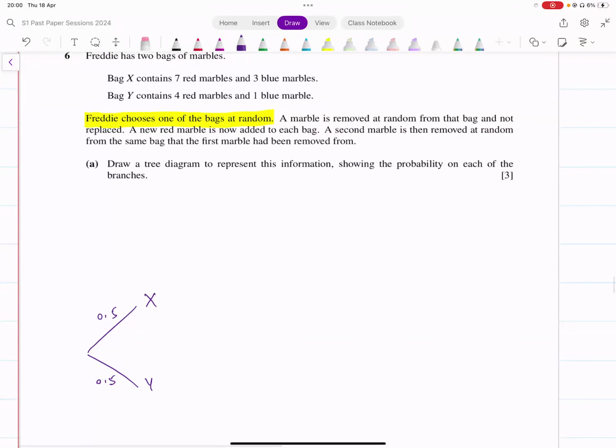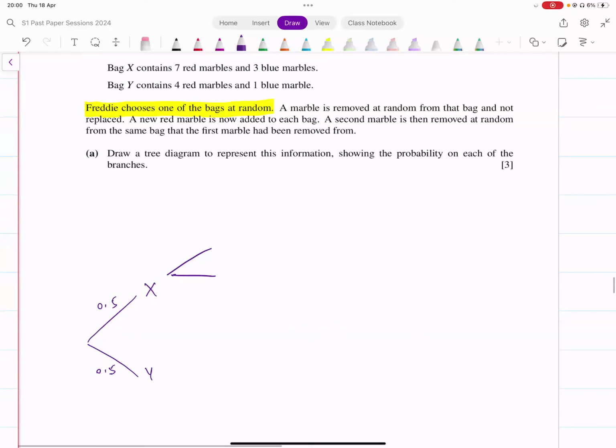Okay, so if it's the first bag X, what are the 2 possibilities? When a marble is taken at random, what could those 2 colors be? It could either be red or it could be blue. What's the probability of having a red marble? 7 over 10. The total number is 10. 7 out of 10. That's 0.7. And for blue marble, it will be 0.3.